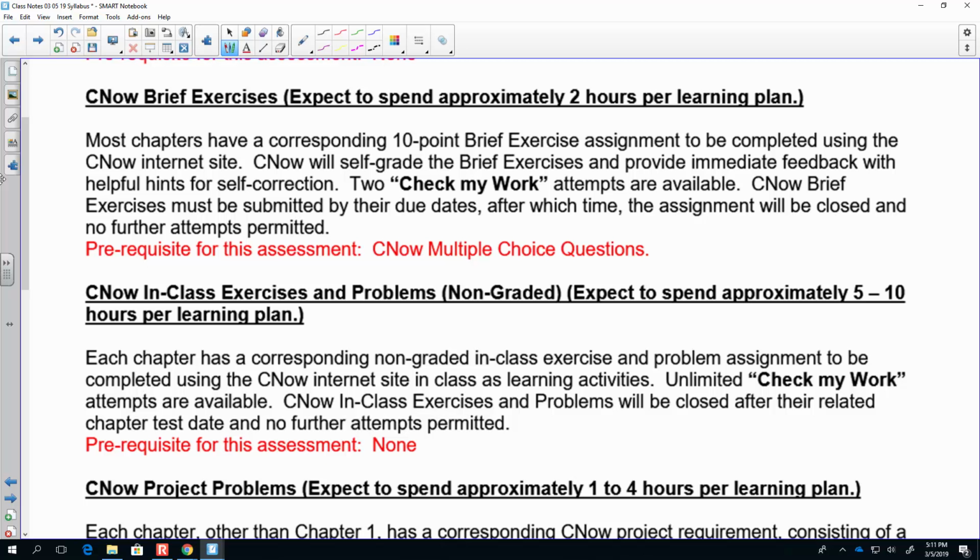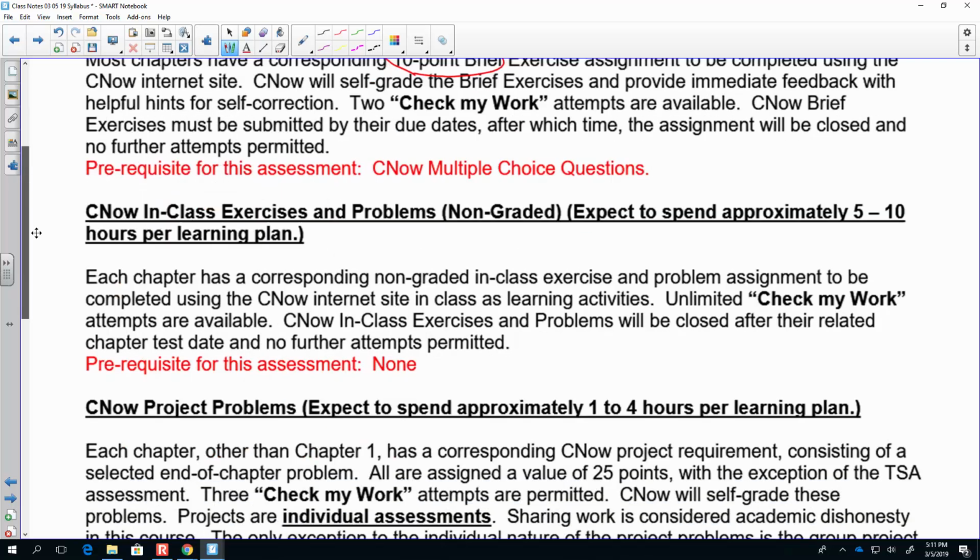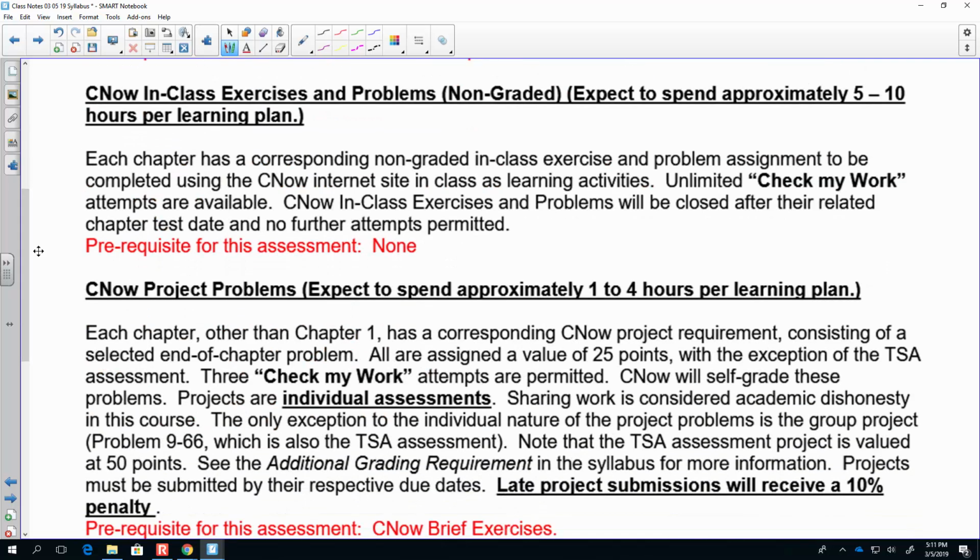There's Check My Works. Sean, it's been a while probably since you've dealt with that. You can check your work for every question. You can also work together on all of those, the multiple choice, the brief exercises. They're only worth 10 points, and the goal is to get you involved in the chapter. Class exercises we'll be doing in class for the most of it.